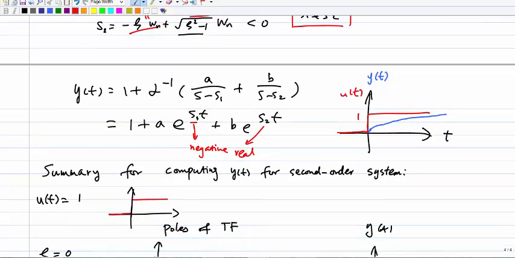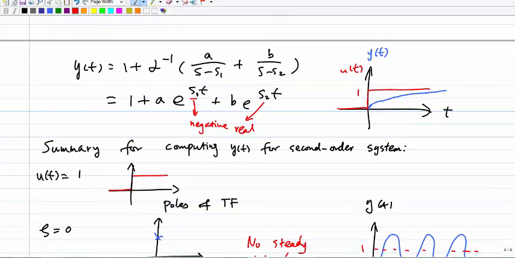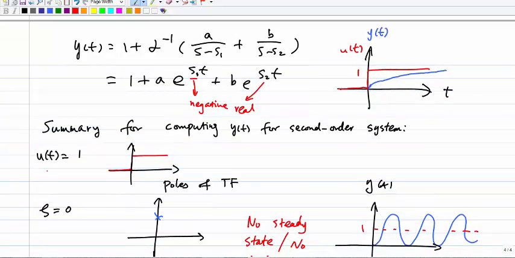So here's a brief summary of how to compute y of t for a second order system. If I have a step input, it's easy to compute. But if I have a ramp input or a hyperbolic input, this becomes more complex, okay? So let me summarize for u of t when it's the step input.